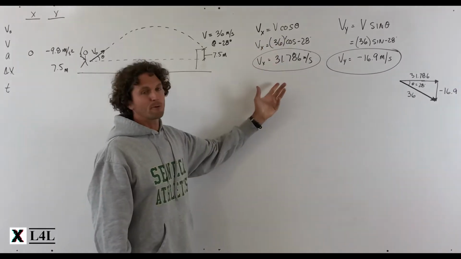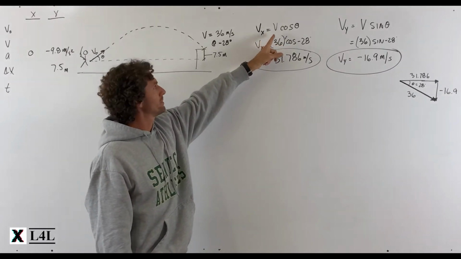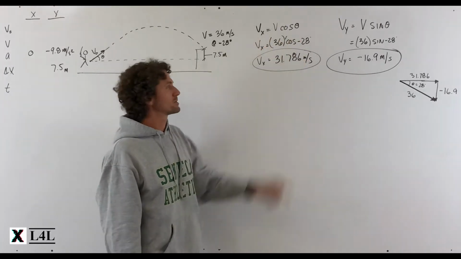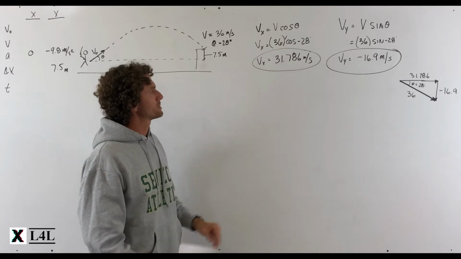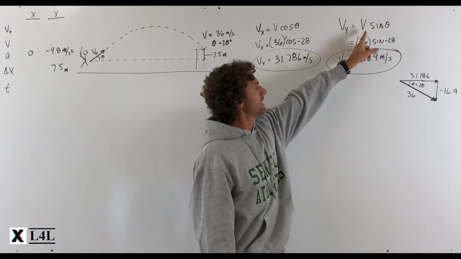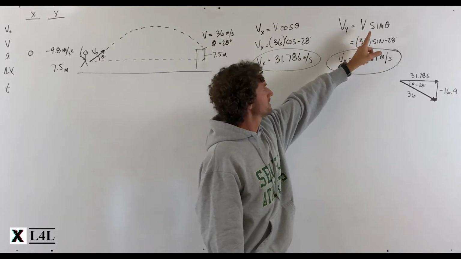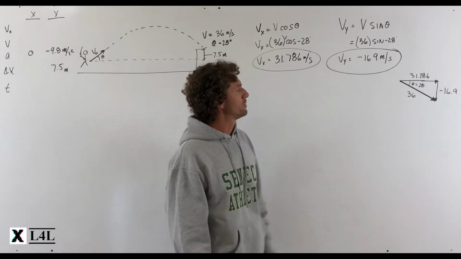Okay, so we solve for each of our components. Again, the horizontal velocity component is going to be the velocity times the cosine of theta, which solves for 31.786 meters per second. And the vertical component, again, is going to be v, the actual velocity vector, times the sine of the angle. So plugging in, we get negative 16.9.